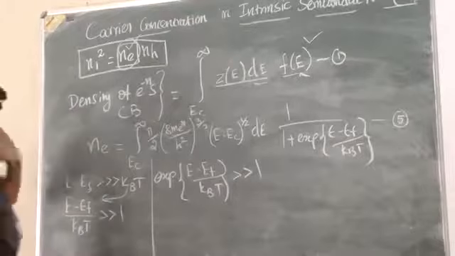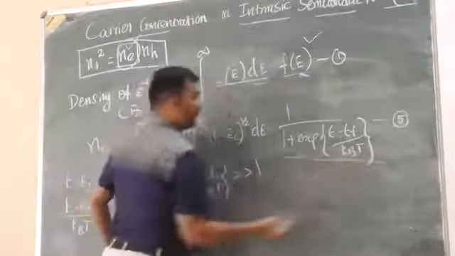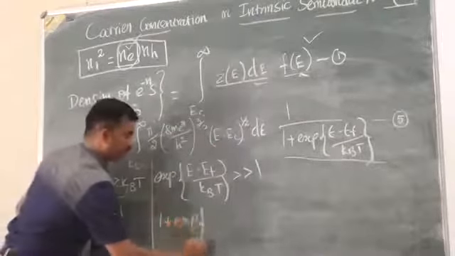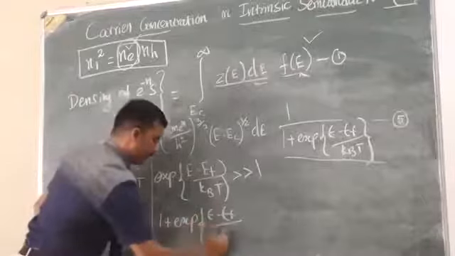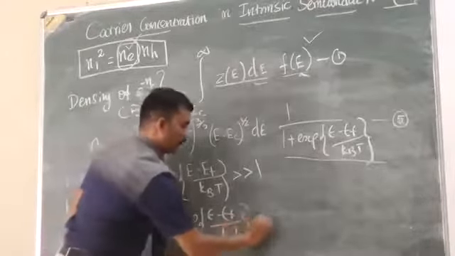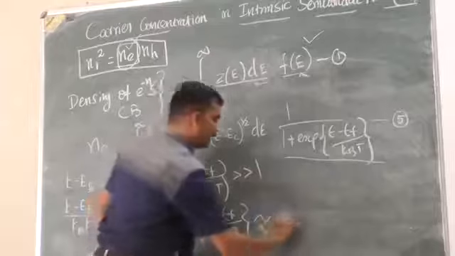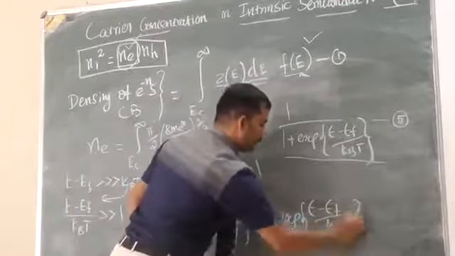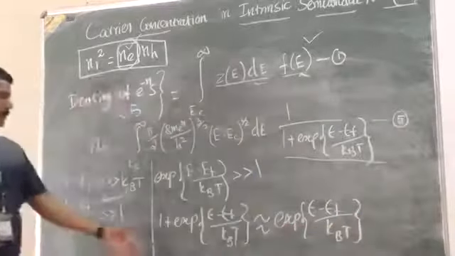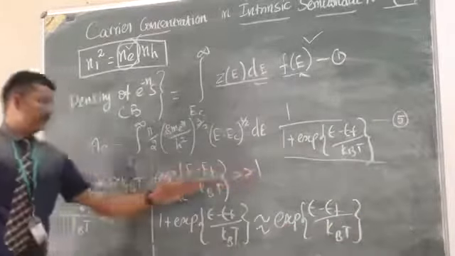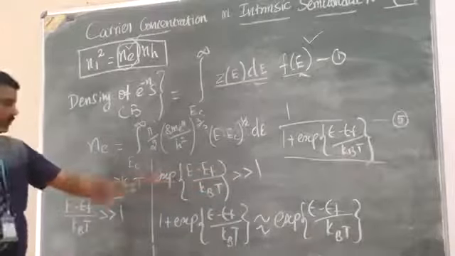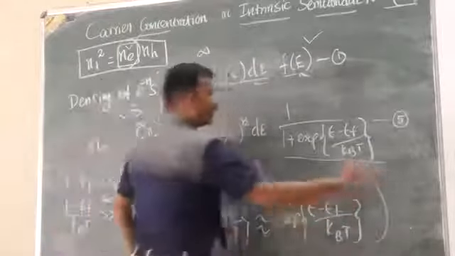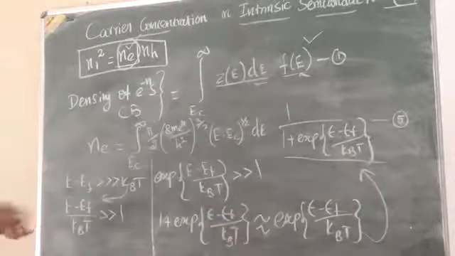So from this equation number 5, instead of writing 1 plus exponential of E minus EF by kBt, we can write simply exponential of E minus EF by kBt. Alright? So compared to this value, 1 is negligible, so we can neglect 1 from here. Alright? Now we need to substitute this value in equation number 5.